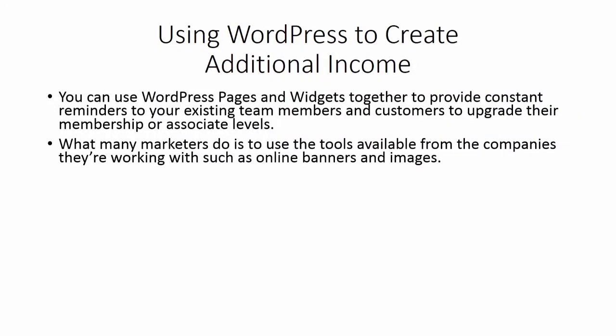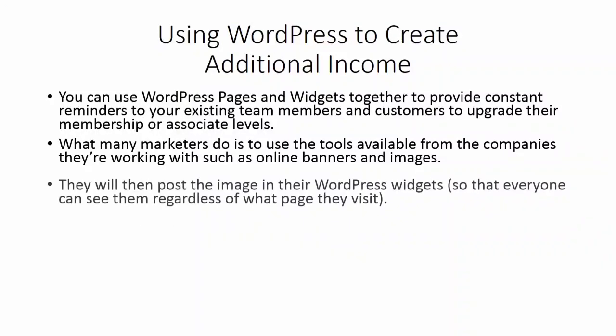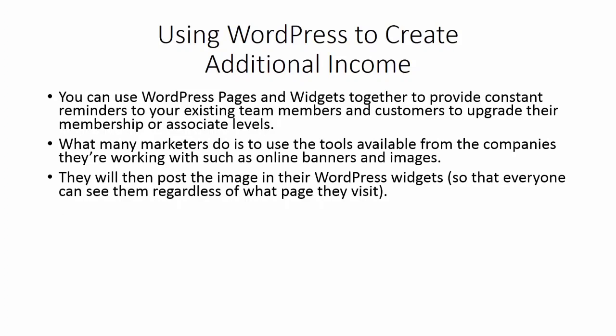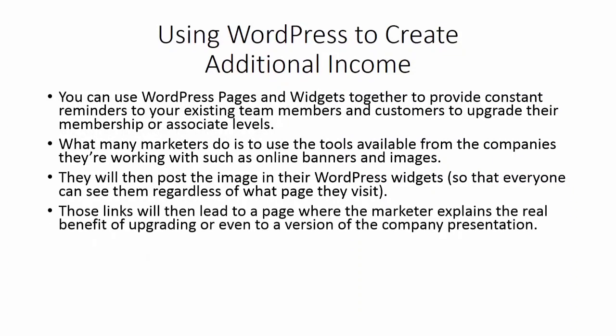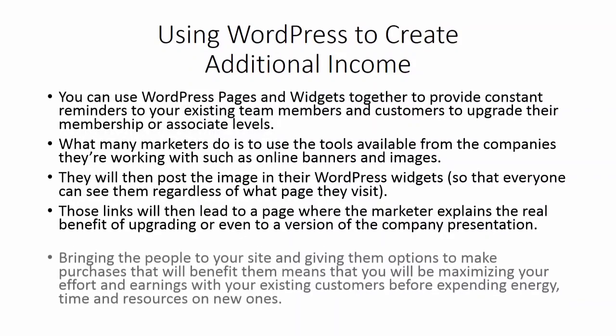Now, what many marketers do is use the tools available from the companies they're working with, such as online banners and images. They will post the images in their WordPress widgets so that everyone can see them regardless of what page they visit. Now, those links will then lead to a page where the marketer explains the real benefit of upgrading, or even to a version of the company presentation.